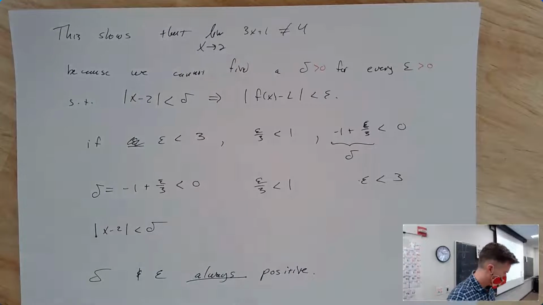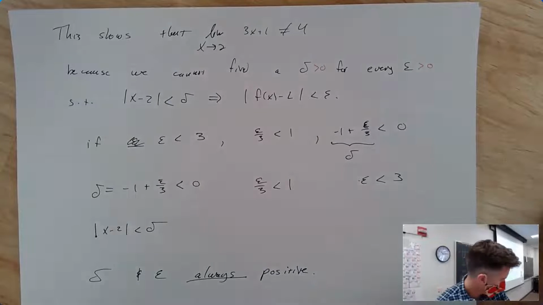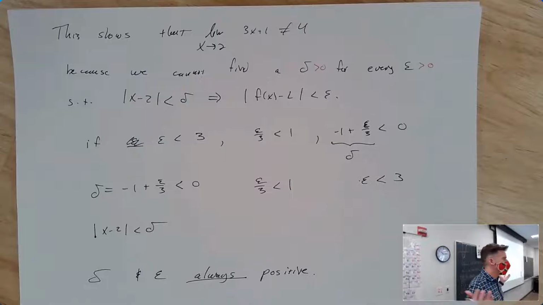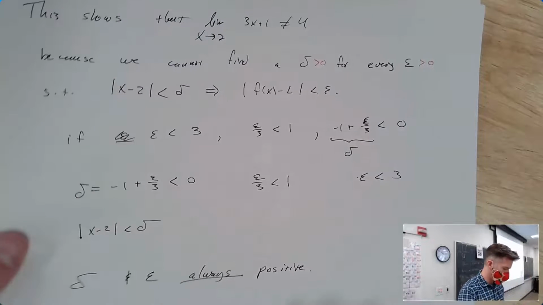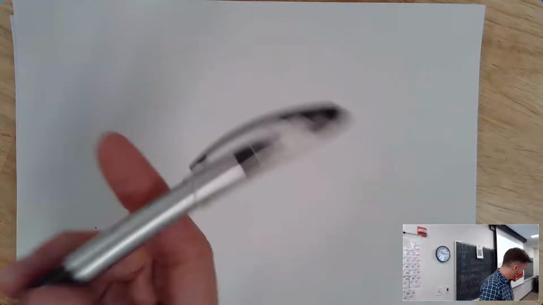So as much as I would not love to do more of those, they're no one's favorite. This is everyone's least favorite part of taking 21A usually, delta epsilon proofs. Let's do one more. And then we'll move on to other things like continuity and the intermediate value theorem.